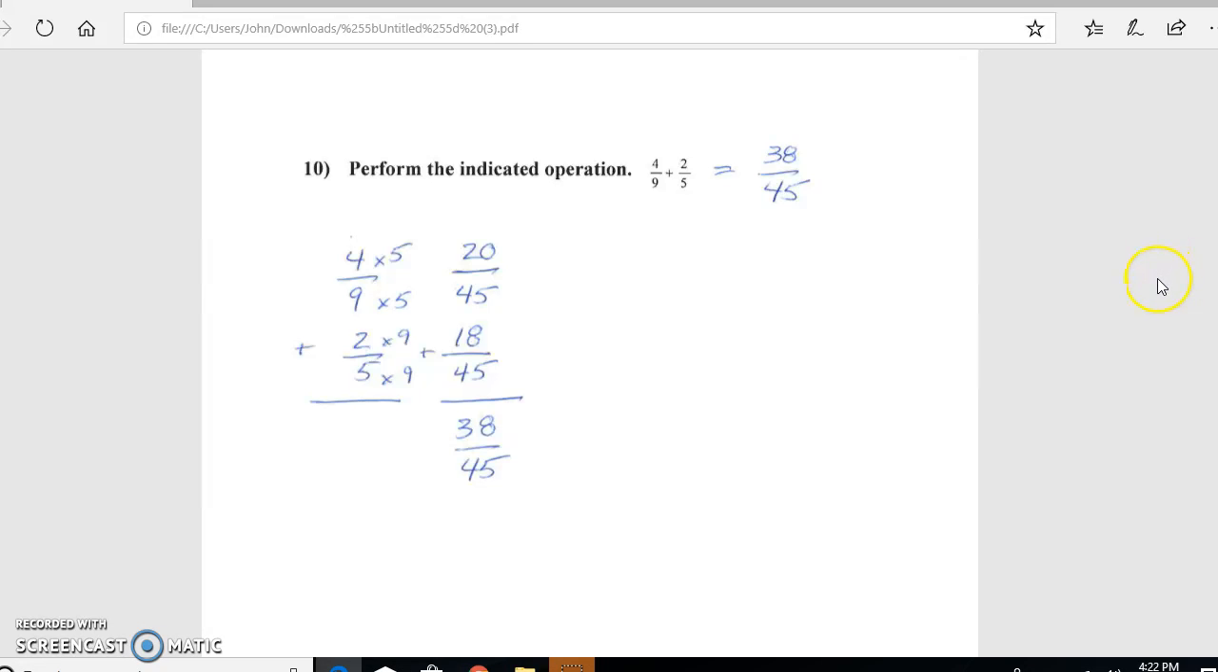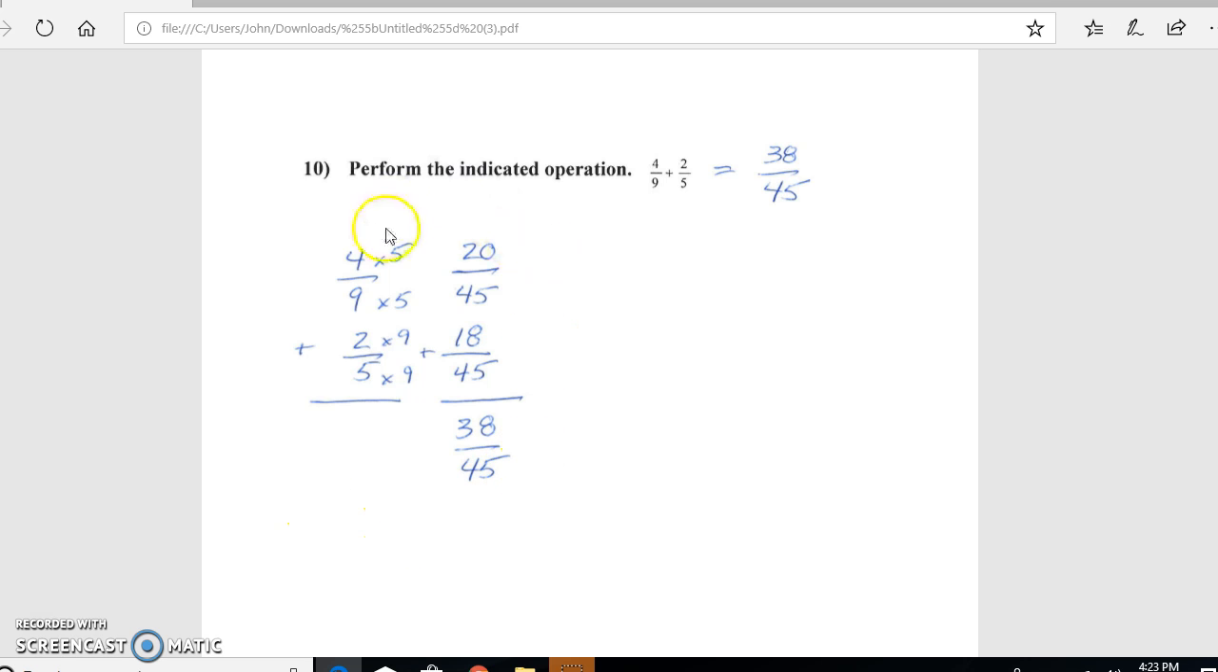This is the practice test for fractions. Here we're working on problem number 10, and the problem states, perform the indicated operation 4 over 9 plus 2 over 5. Now you can enter that into your calculator using your fraction key for each of these fractions, and your calculator should give you the answer of 38 over 45.